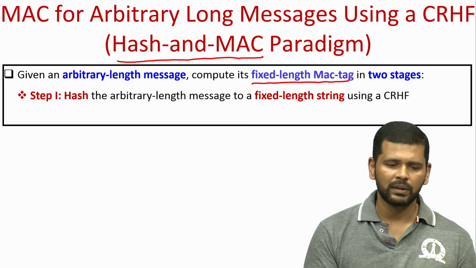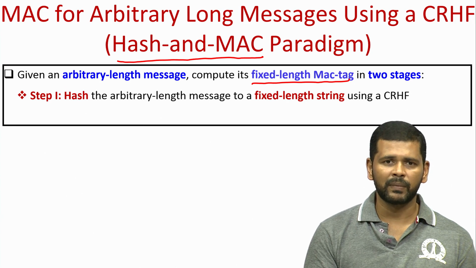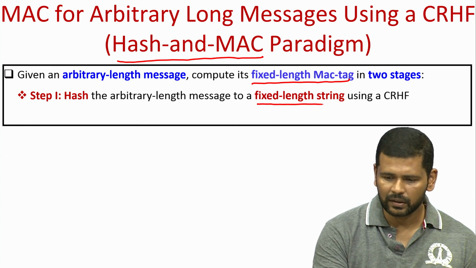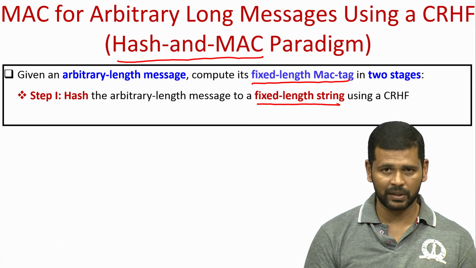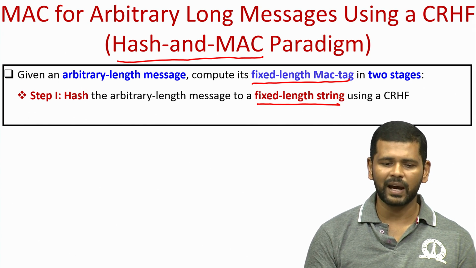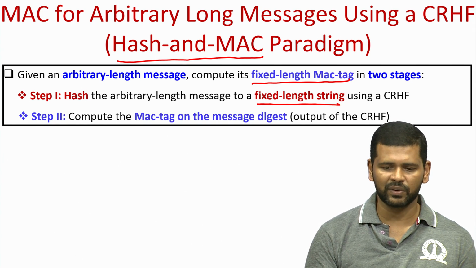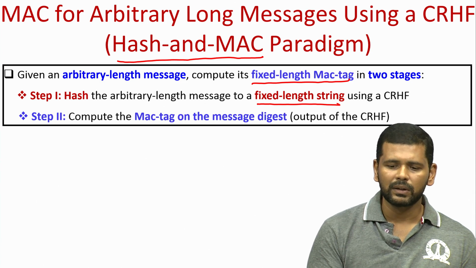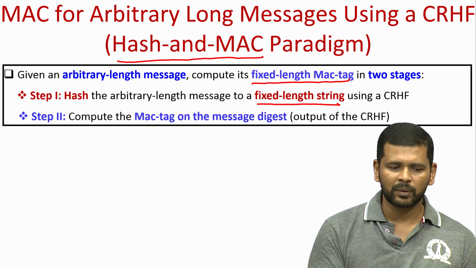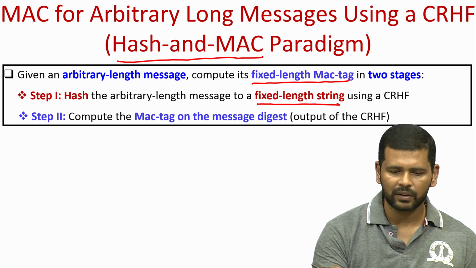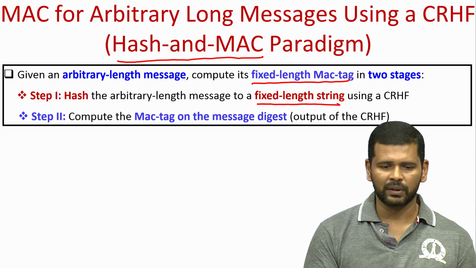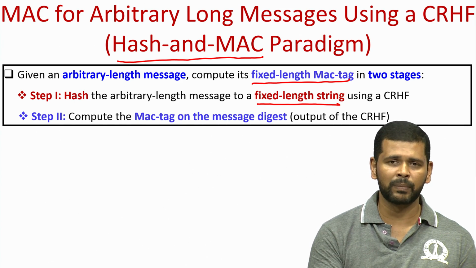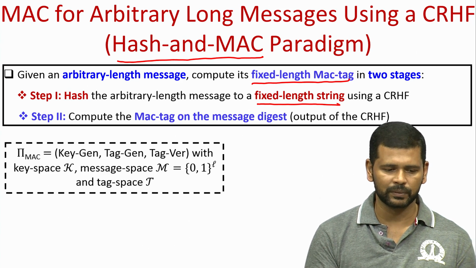In stage 1, we first hash the arbitrary message on which you want to compute the tag to a fixed length string, and this is done using a collision resistant hash function. And now once you have the hash of the message, or the digest of the message, which you have obtained in step 1, we compute the tag on the output which we have obtained in the previous step by using some fixed length message authentication code, and that is why the name hash and MAC paradigm. We hash first the input and then we compute a tag on the output of the hash of the message.